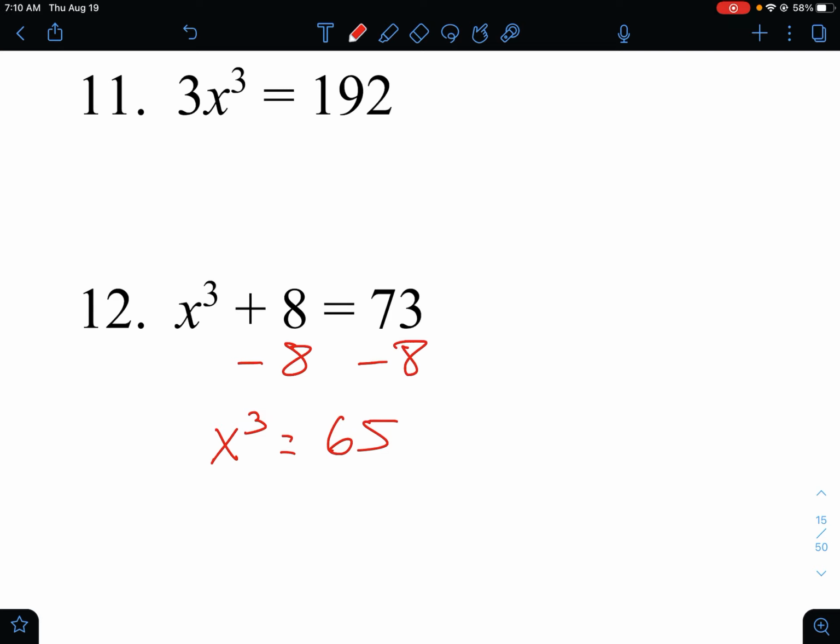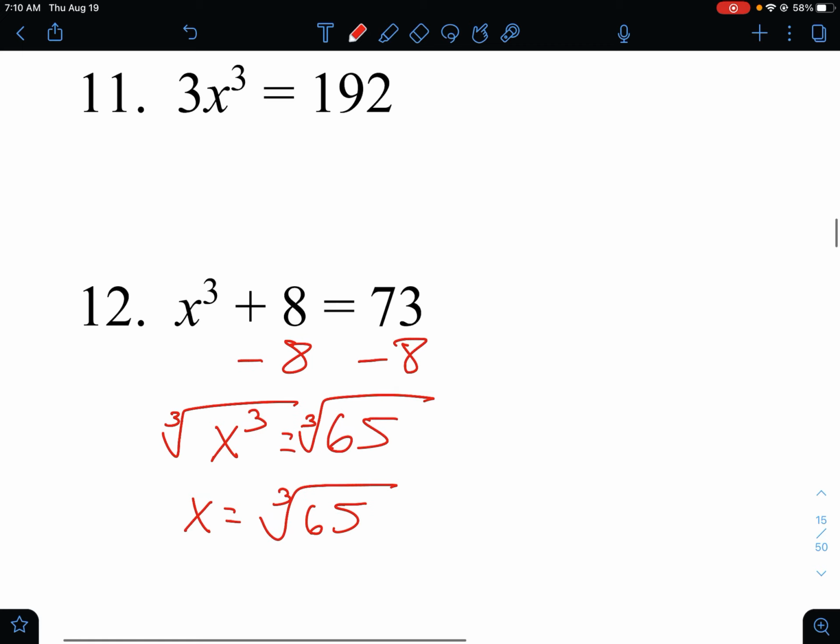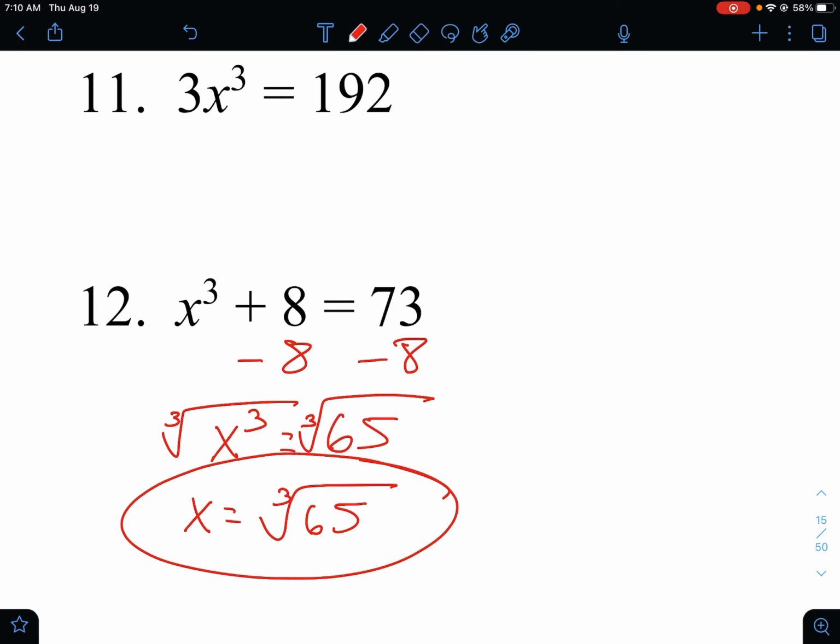Okay, so then we have to take the cube root of both of these, and we would get x equals the cube root of 65. Now this just generally is not a super nice value. You can't simplify this radical, so this is just your answer. All right.